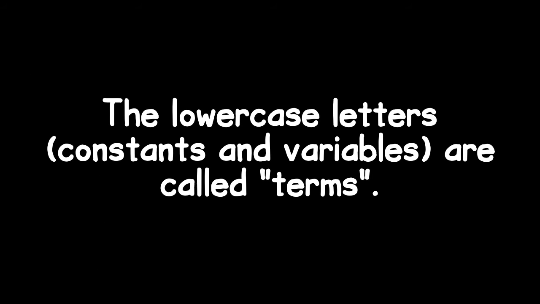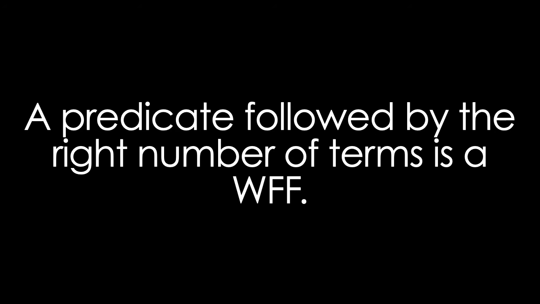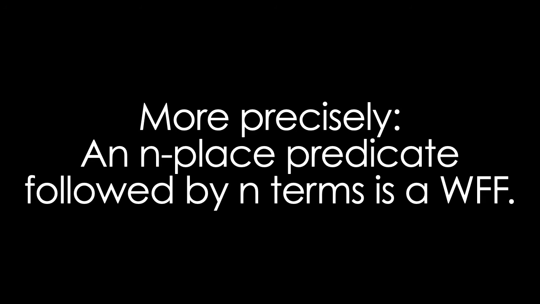The lowercase letters, the constants and variables, are called terms. A predicate followed by the right number of terms is a well-formed formula. What I mean by that is that a one-place predicate, like "has a good bagel shop," needs one term. A two-place predicate, like "is larger than," needs two terms. And recall that we can have three-place predicates, four-place predicates, or even larger predicates, at least in principle. So, to put it more precisely, an n-place predicate followed by n terms is a well-formed formula.